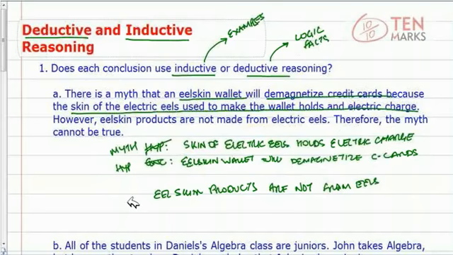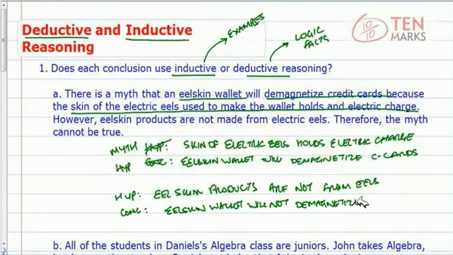So this is the hypothesis, and the conclusion is the myth cannot be true, which means that the eelskin wallet will not demagnetize the credit cards, right? So let's analyze this. Are we using inductive or deductive reasoning? Well, inductive reasoning would have been using examples. Here, we're using logic and facts.